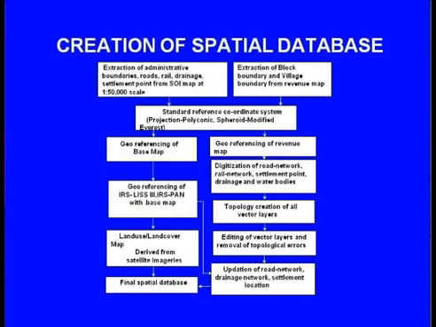Alternately, from other data sources, we do the geo-referencing of the revenue map and, with the help of this, digitization of the road network, railway network, settlement points, drainage and water bodies within this particular region defined by the revenue map is carried out. After this, the topological creation is carried out for all the vector layers, and any error or editing is carried out, followed by updation, and finally, the vector data information is sent into the spatial database.